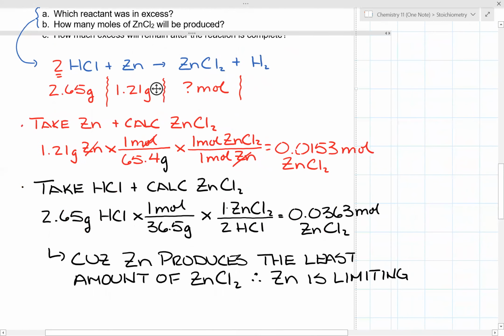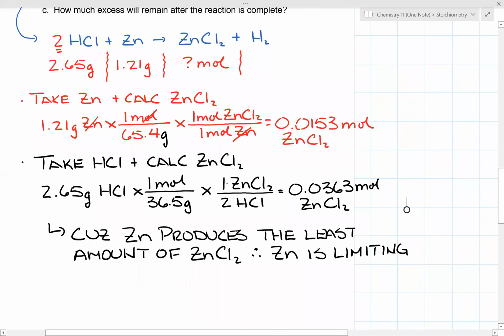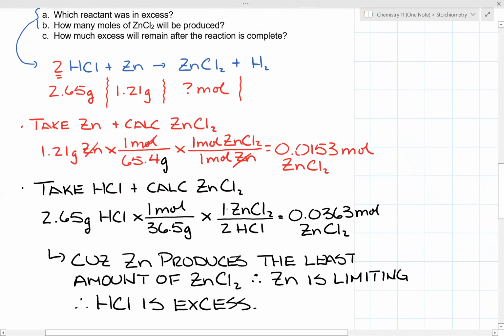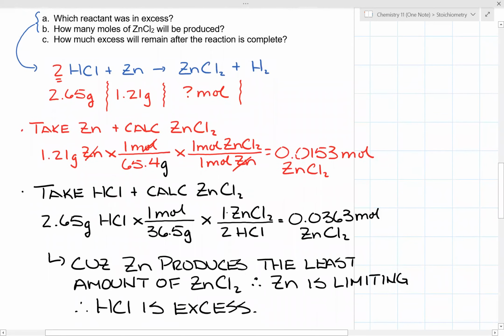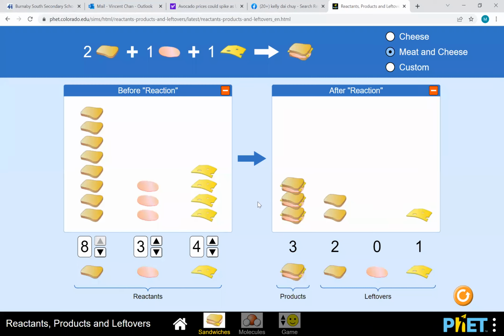Yeah. If zinc is limiting, then HCl is in excess. And the reason why zinc is limiting is because it produced the least amount of products. Just like with the sandwiches, because the meat produced the least amount of sandwiches, the meat would be considered the limiting factor.